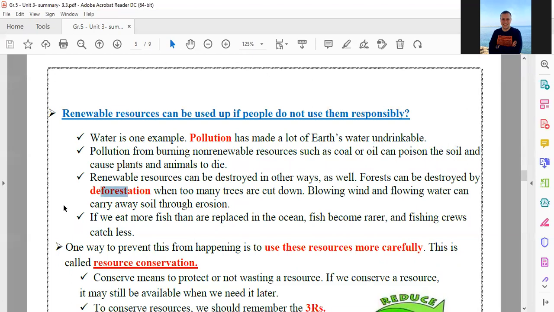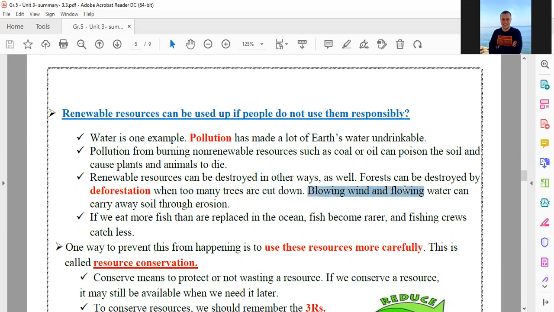Forestation means building, growing more trees or planting more trees. De- means destroying or harming or cutting. The term deforestation is when too many trees are cut down. This is called deforestation. So this is how renewable resources like trees can be damaged.